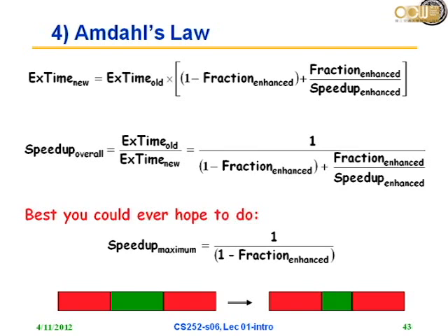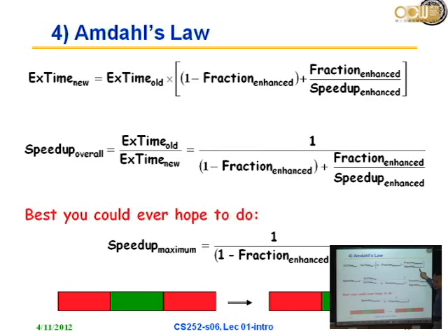Okay, the equation is like this. Execution time new is equal to execution time old times the unchanged portion in percentage plus the portion that's going to be changed over the speed of the enhanced portion. Okay, so if this portion constitutes 90% of your old execution time, then your speedup, no matter what you do, even at light speed, your final speedup will be no more than 1.1.